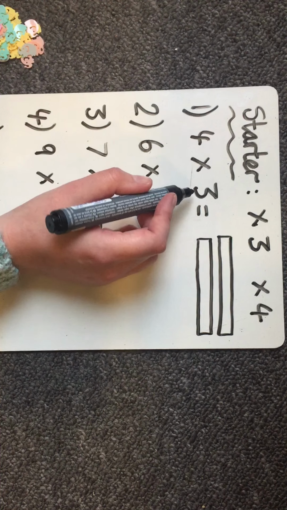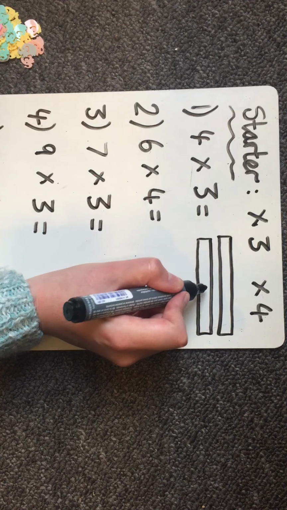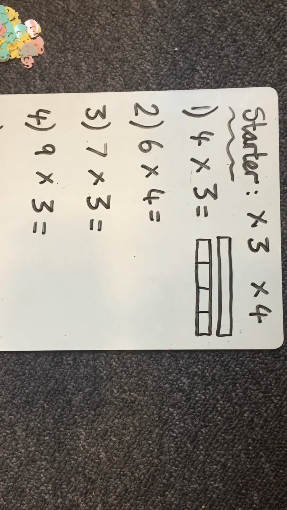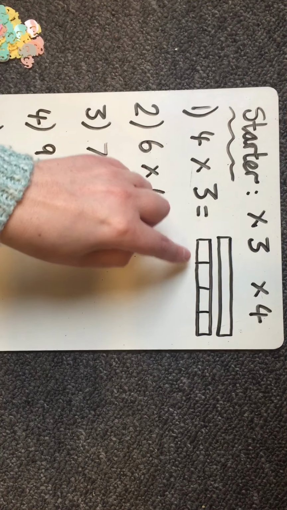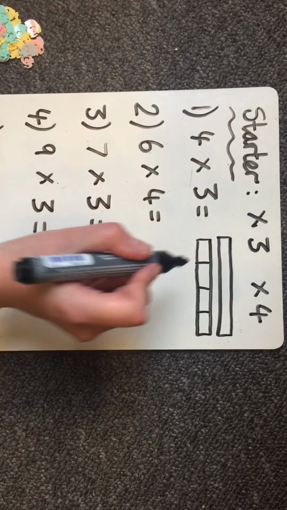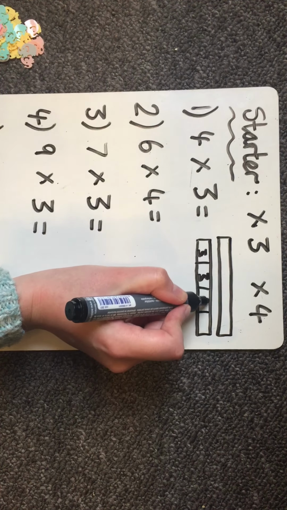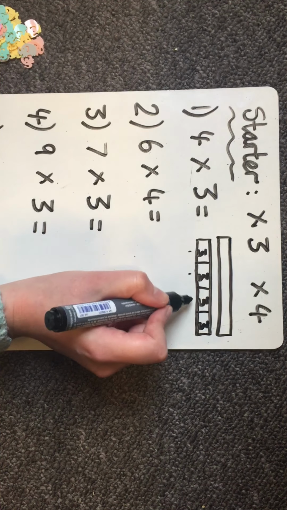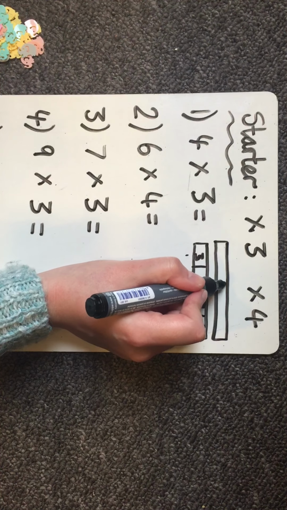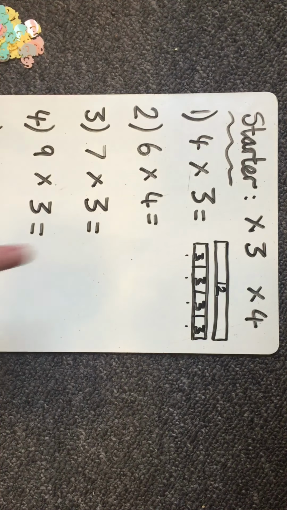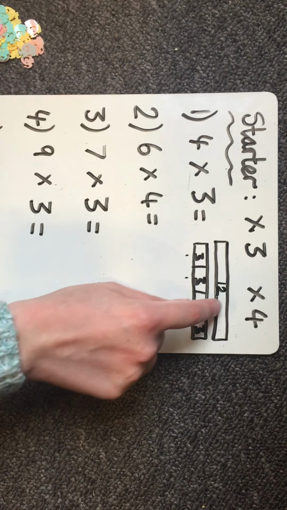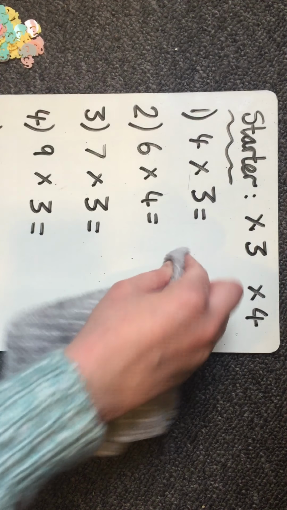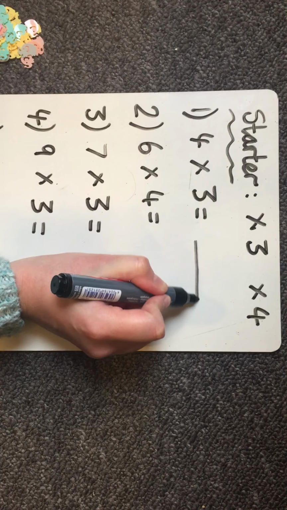So how many groups do I have? 4 groups of 3, so I've got 1 group, 2 groups, 3 groups, and 4 groups, and in each one there's 3. So again, I can count in 3s. Ready? 3, 6, 9, 12. And my whole is 12. Fantastic. 4 groups of 3 is the same as 12. Good job.